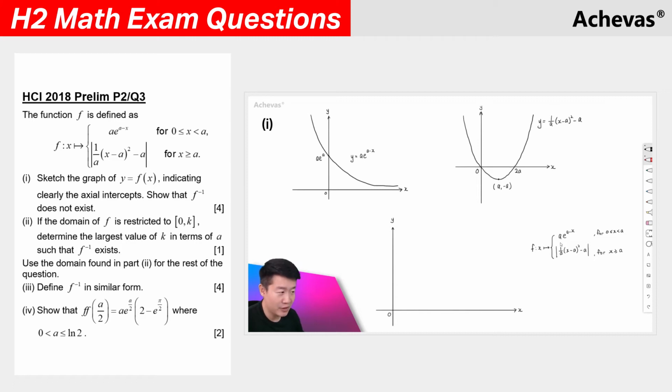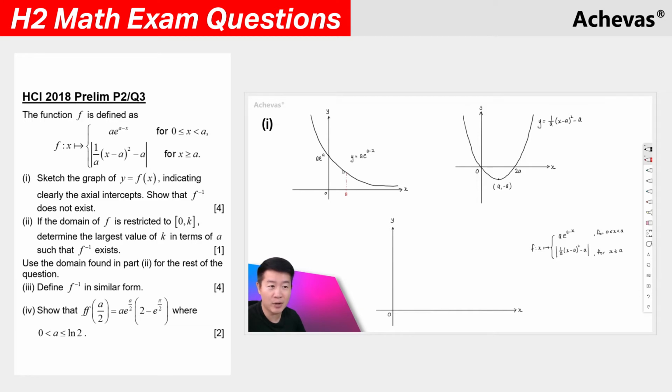f(x) is a piecewise function. So when x is between 0 and a, the graph is going to be behaving in the same way as the graph of y equals a e to the power of a minus x. So from x equals 0 all the way until a, it is going to be here. When x is equal to a, we have a e to the power of a minus a.